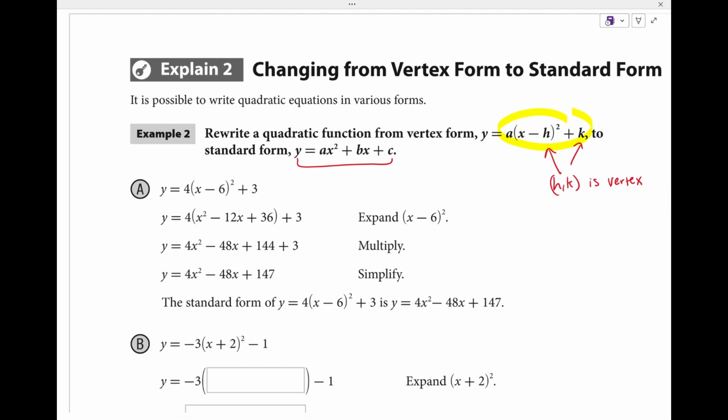First, just order of operations. I want to do exponents first, or parentheses first. X minus 6 squared. If you remember, that's x minus 6 times x minus 6. You can do the FOIL method, F-O-I-L, first, outer, inner, last. Or you can just distribute and distribute again, same thing. Or notice, this is a perfect square trinomial. We have a formula for that. a squared plus 2ab plus b squared.